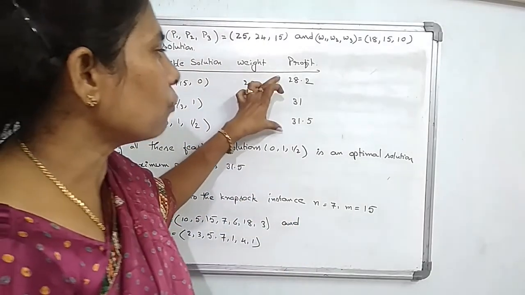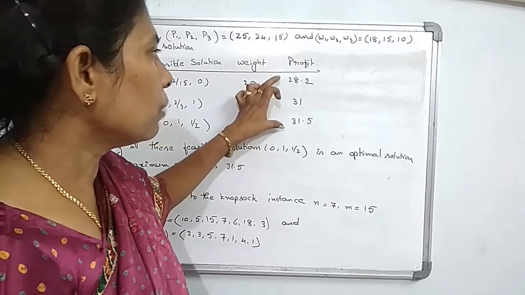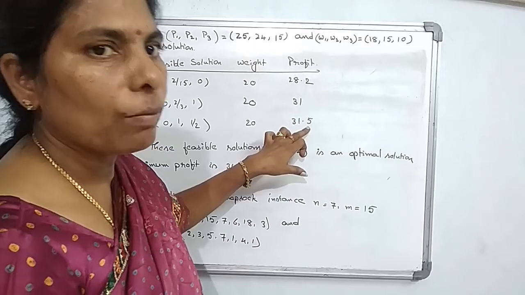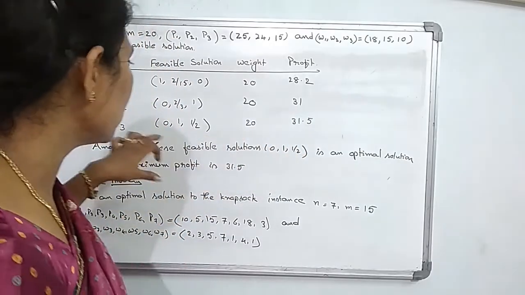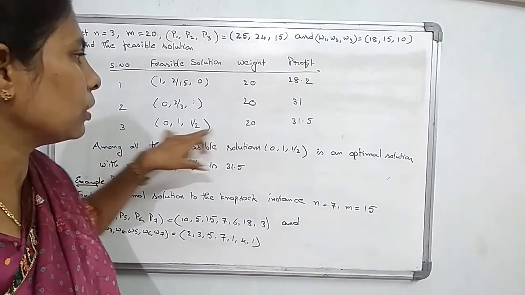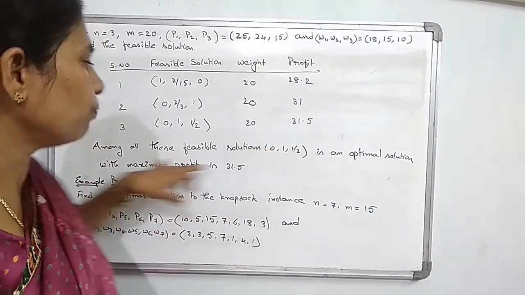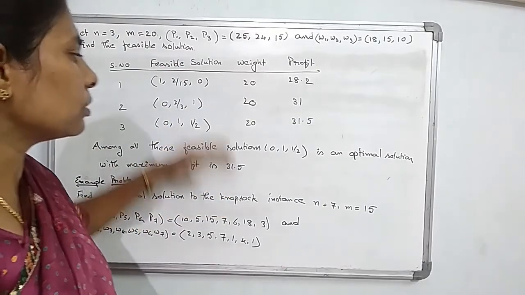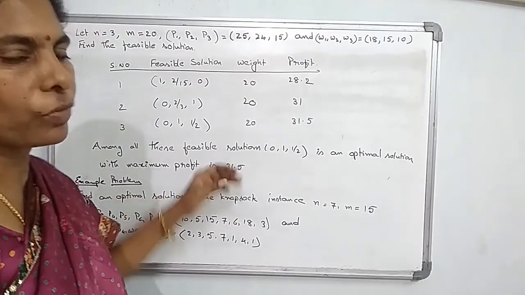If you want the optimal solution, it must give the maximum value. So what is the maximum profit you have? Among the 3 profits, 31.5 is the maximum profit. So among all the feasible solutions, 0, 1 and 1 by 2 is an optimal solution with the maximum profit 31.5. So this is the solution of the given problem.